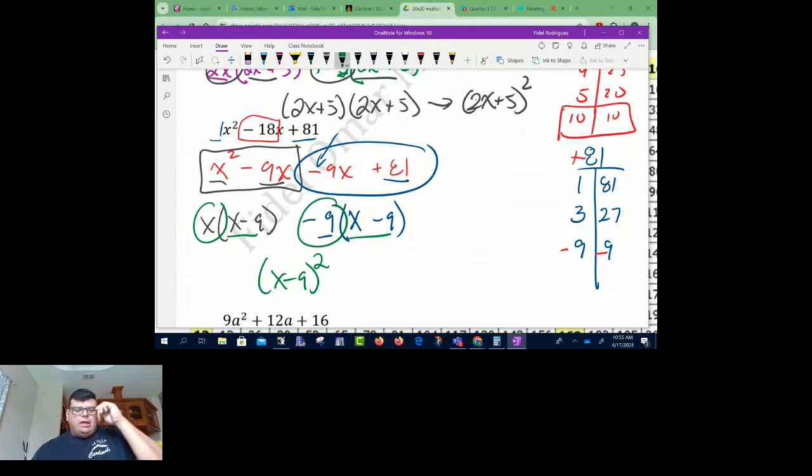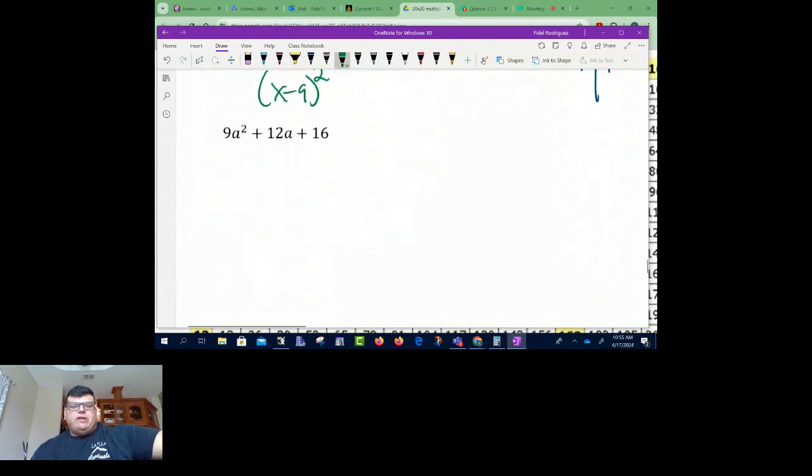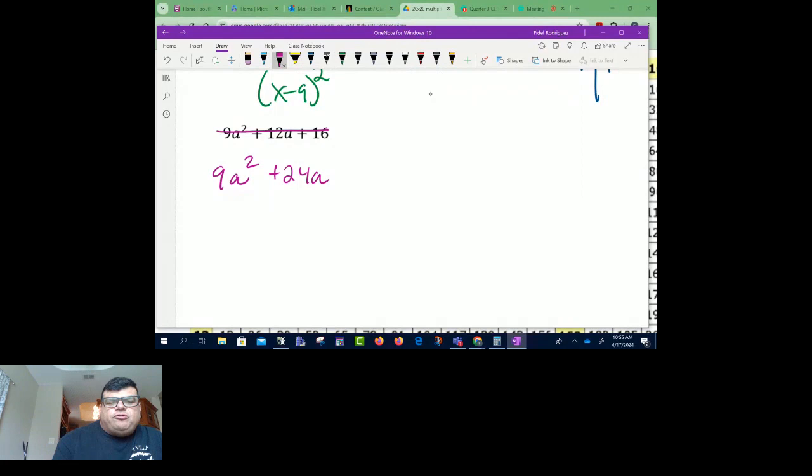Let's see. For this next one here, there is a typo in this problem. I'm going to fix it for us right now. This problem should read 9a squared plus 24a plus 16. That's what it should read. That was just my bad. I had a typo in the problem.